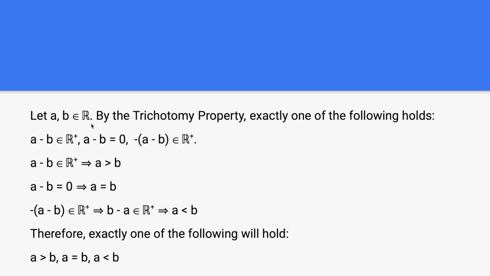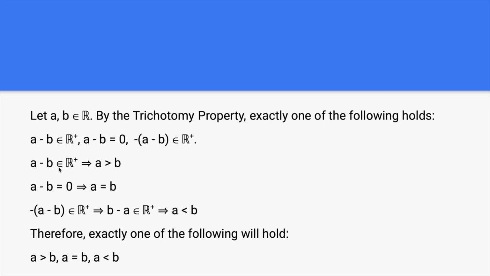Let a, b belong to R. By the trichotomy property, exactly one of the following holds. a minus b belongs to R plus. a minus b is 0. Negative bracket a minus b belongs to R plus.